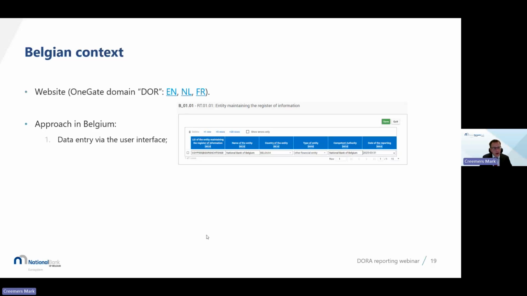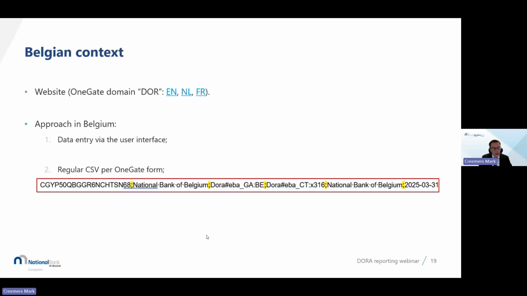As I said, for our approach in Belgium, we will let you use XBRL CSV as well, but also all the other options will be available for DORA reporting. So you will be able to use data entry via the usual interface to introduce the necessary information elements in the templates. You can also use the regular CSV. That is not XBRL CSV, it is regular CSV that you can prepare on your site based on an Excel template, for instance, export in CSV, and then upload per OneGate form each time.